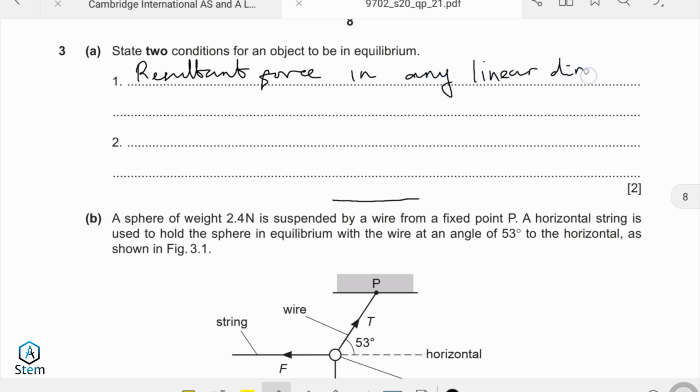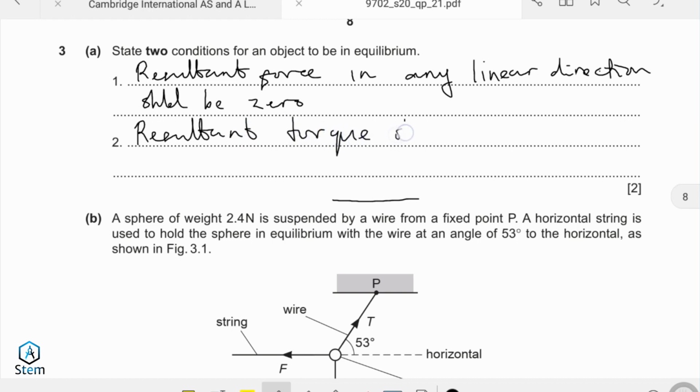the resultant force in any linear direction should be 0, and also the resultant torque, that is now for rotation, should be 0. If these conditions are both satisfied, then our object will be in equilibrium. All right.